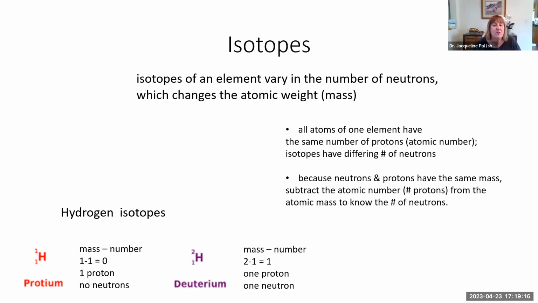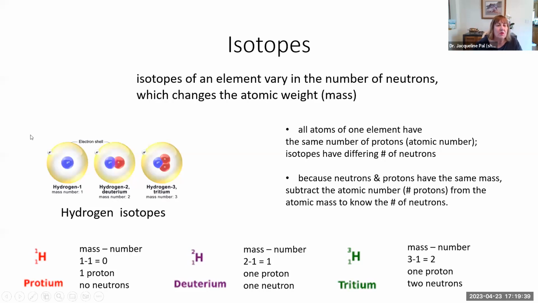And then there is a third hydrogen isotope we could talk about, and that's tritium. And this one has an atomic mass of 3. So how many protons and how many neutrons is this one going to have? That's right. It's still only going to have 1 proton, but it's going to have 2 neutrons.